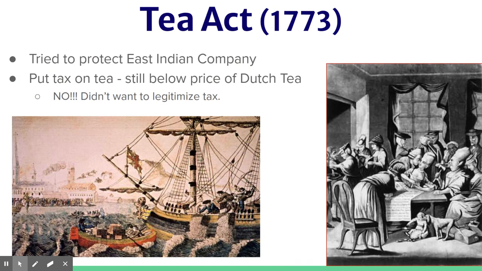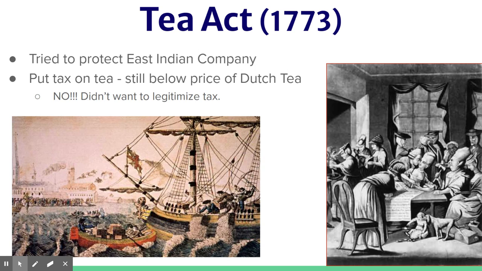In 1773, they passed the Tea Act, and the Crown is upset at what's going on. Colonists refuse to buy British tea. They're buying Dutch tea. They're buying smuggled Dutch tea. And so the colonists refused to buy British tea, almost as just a sign of solidarity.